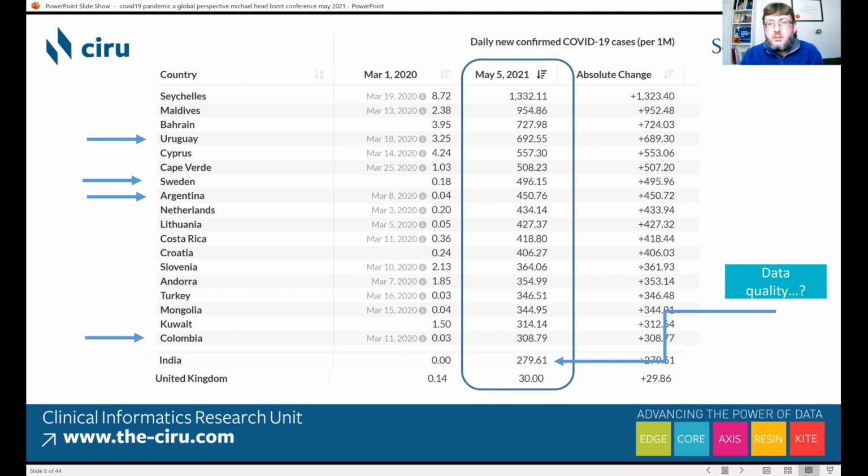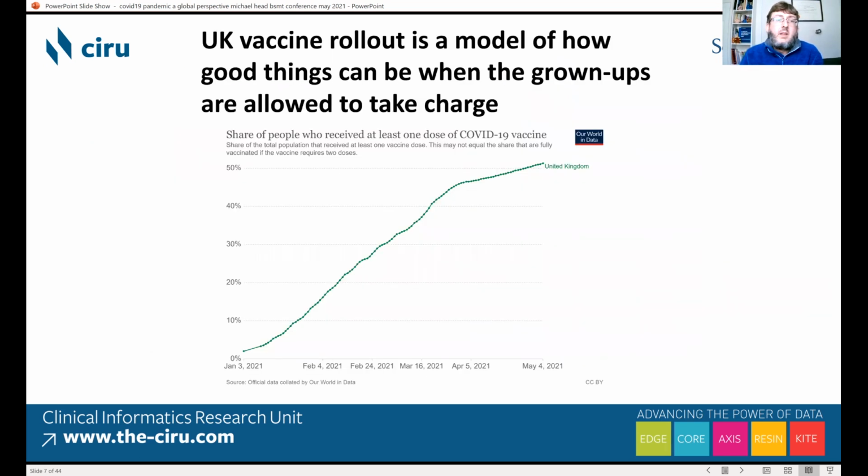At the minute, the UK is in a very good place. We weren't 3 months ago, we are now. It's getting better. We're not quite there yet, but of all the countries in the world, for once during the pandemic, the UK looks a bit better than it did before. And this is what the UK looks like in terms of percentage of the population who have had at least one dose of the vaccine.